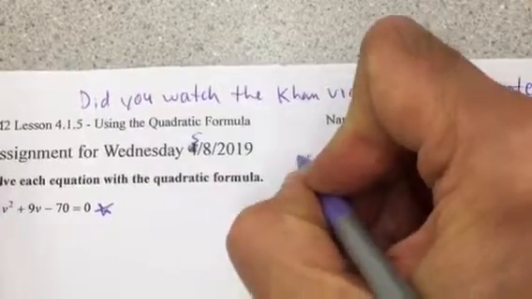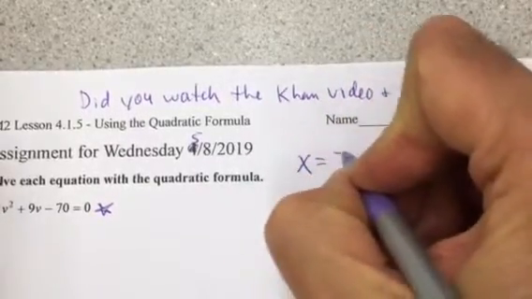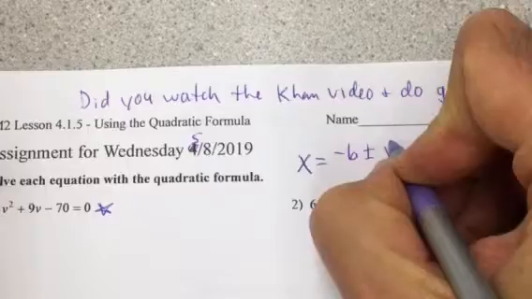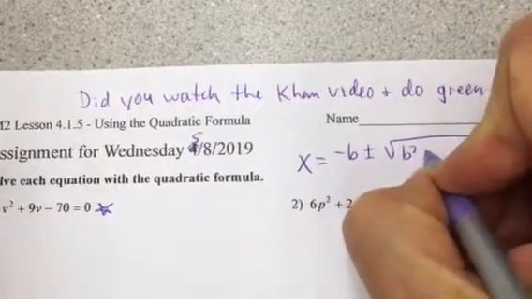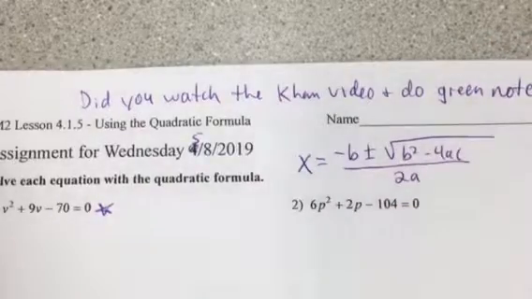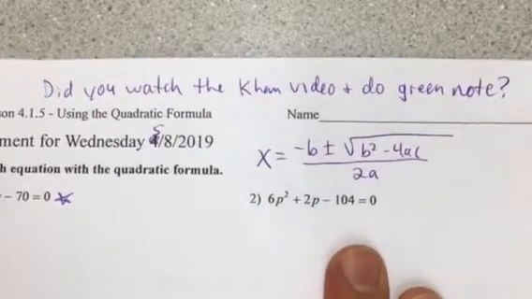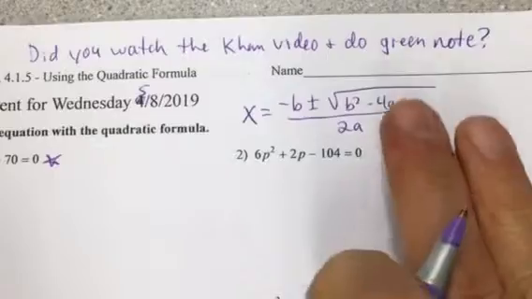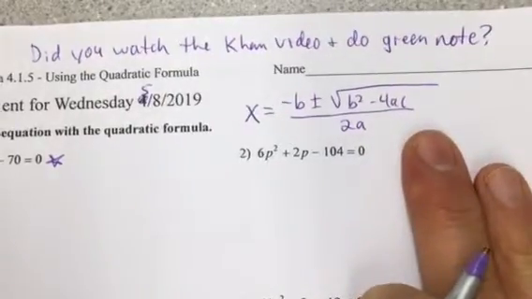The quadratic formula: x equals the opposite of b plus or minus the square root of b squared minus 4ac, all over 2a. So you should have that written down. If you're not going to memorize it, which you don't have to, at least have it written somewhere so you can always refer to it.